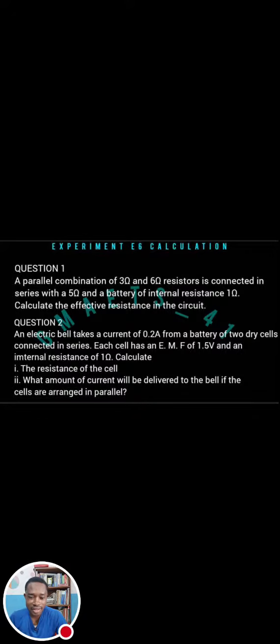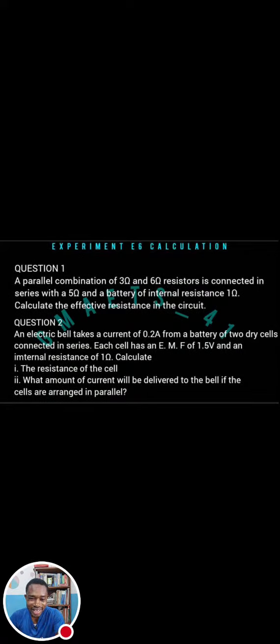So how do you analyze this? Now you have an electric bell. This electric bell is taking a current of 0.2 ampere from a battery of 2 dry cells, just like the battery you saw in part 1 in the live practical on this experiment E6, whose follow-up calculations we are dealing with now in part 2. So those 2 cells, their EMF is 1.5 volts each. And we are told in the question that each of them has an internal resistance of 1 ohm.